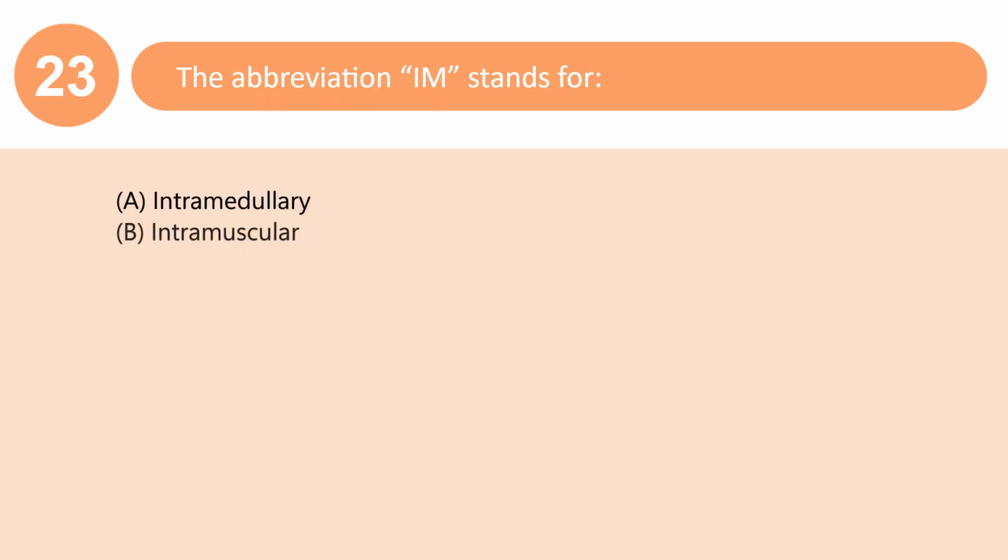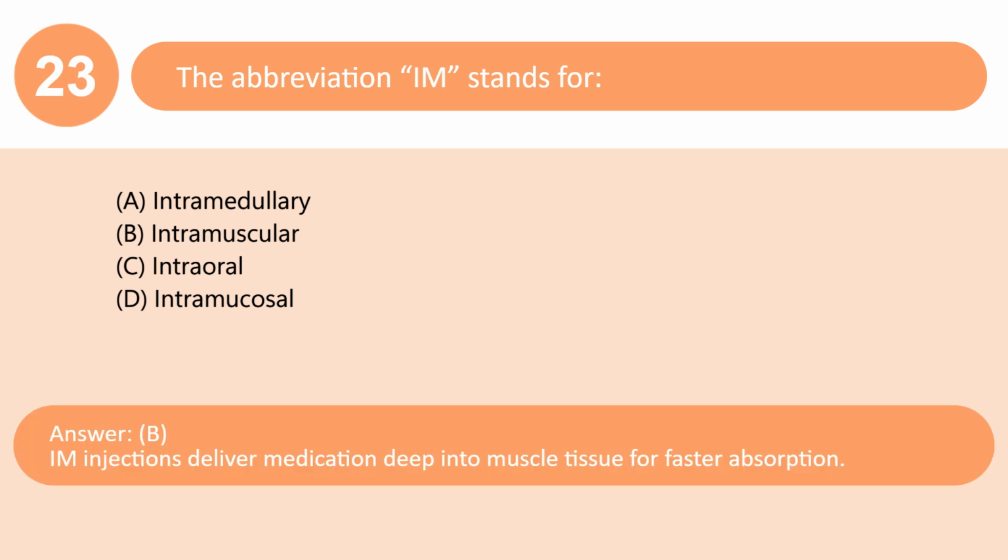The abbreviation IM stands for: A. Intramedullary. B. Intramuscular. C. Intraoral. D. Intramucosal. Answer B. IM injections deliver medication deep into muscle tissue for faster absorption.